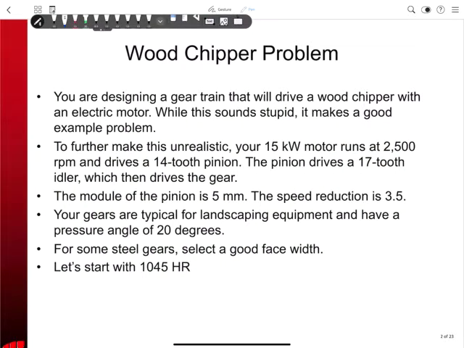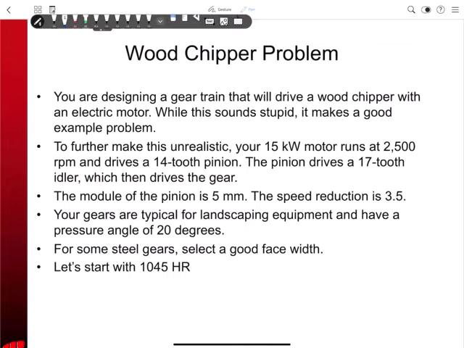All right, so what we're going to do is design a gear train to drive a wood chipper with an electric motor. Now, that sounds stupid, right? But you'll see why having an electric motor driving a wood chipper makes for a good problem. So we're going to use a 15 kilowatt motor. That's about 20 horsepower. It runs at 2,500 RPM.